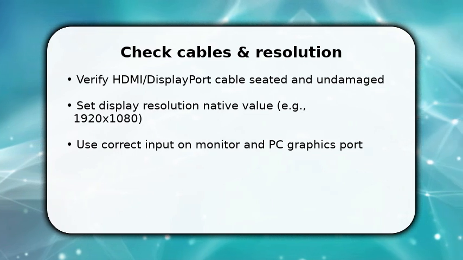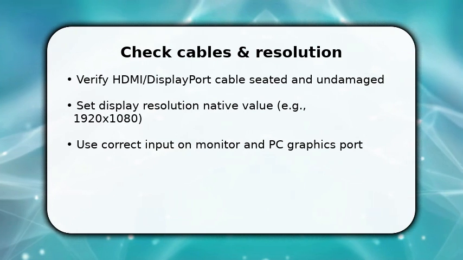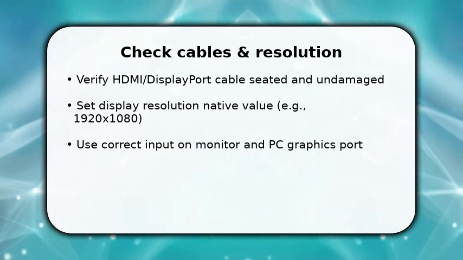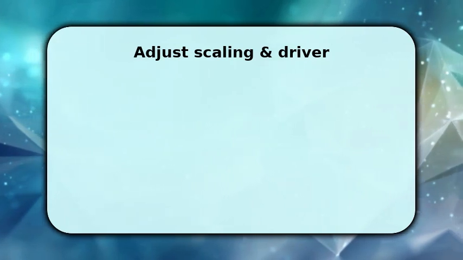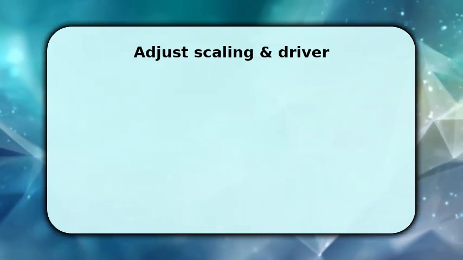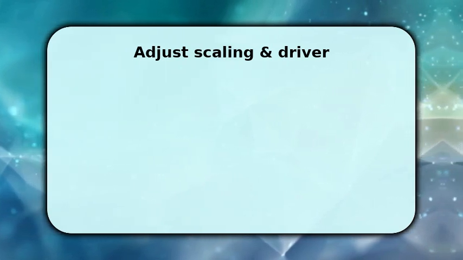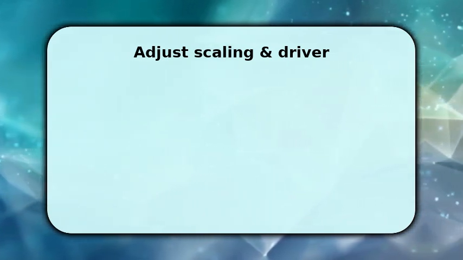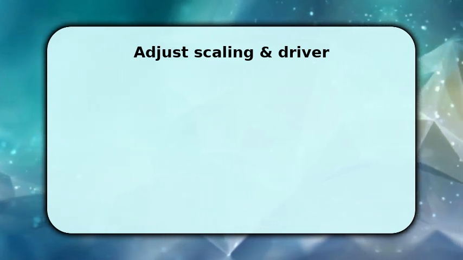If the native option is missing, make sure the graphics driver is installed. That often unlocks correct resolutions and prevents scaling errors. Next, address scaling and the graphics driver to correct size mismatches. In the operating system, set scaling to 100% for accurate pixel mapping. If text or UI is too small, choose a higher percent instead of changing resolution.